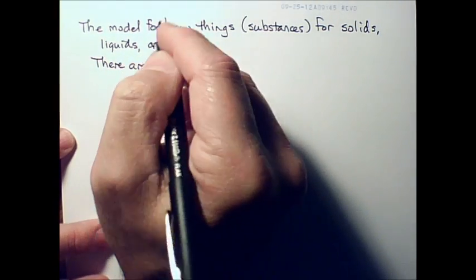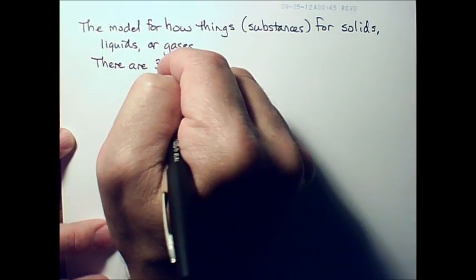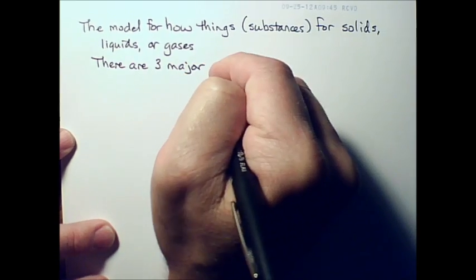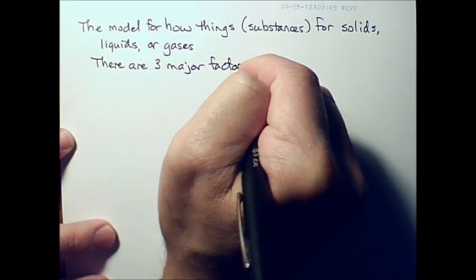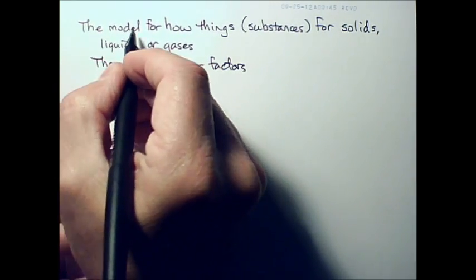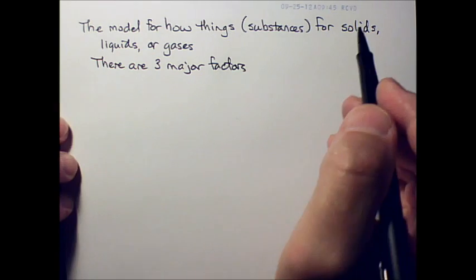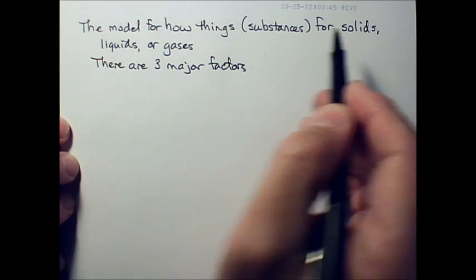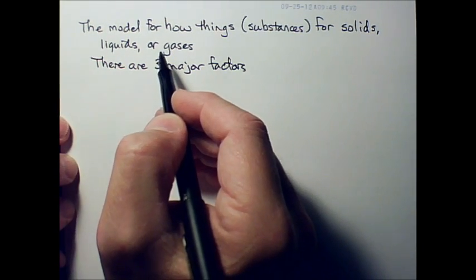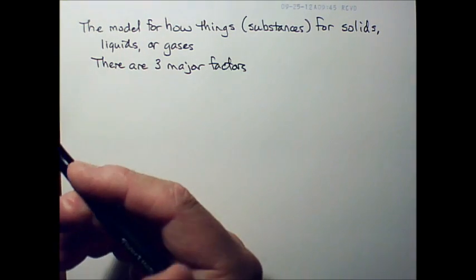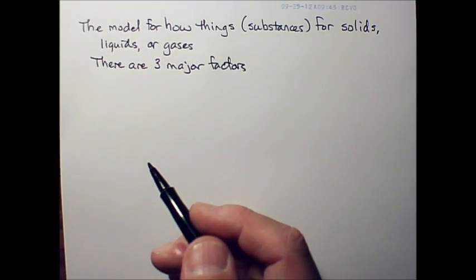Okay, there are three major factors in terms of the model. The model is the cause of behavior. The behavior here is forming solids, liquids, or gases. So we're going to talk about what causes something to form solids, liquids, or gases.